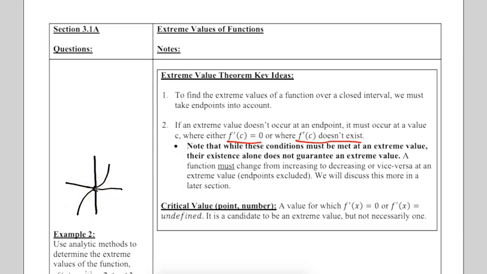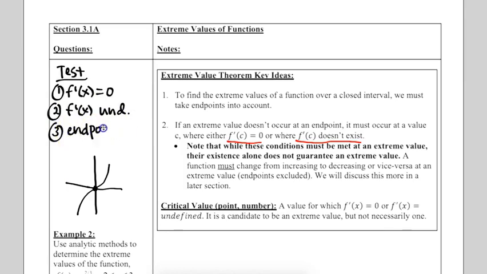So we are really trying to find something called critical values. A critical value is a point where the derivative is equal to 0 or the derivative is undefined. It's a candidate to be an extreme value, but it's not necessarily one. So there are a couple of things we need to keep in mind. Here's our test to find our extreme values. First, let's figure out where the derivative is equal to 0 and find our critical values. We're going to figure out where our derivative is undefined. And we're going to take our endpoints into consideration. So for any function, we are going to examine potentially 3 different things.